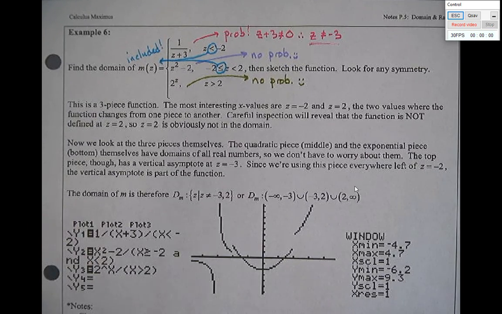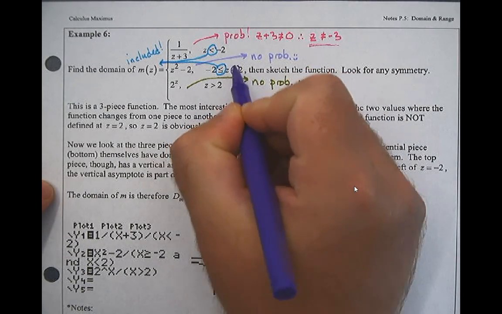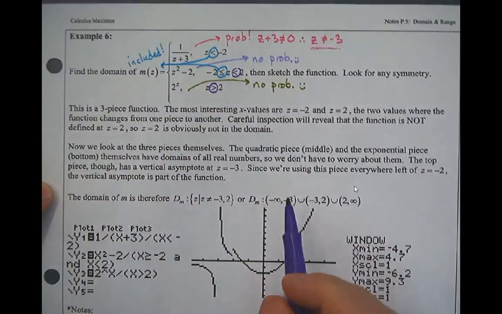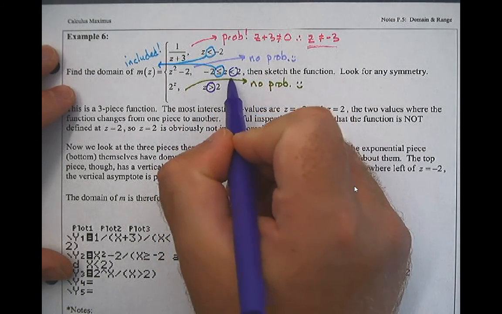So if I look at what's happening around 2, what would be a good color here? Maybe purple. This is a problem. Even though it doesn't look like it, this is a problem because this is not included.